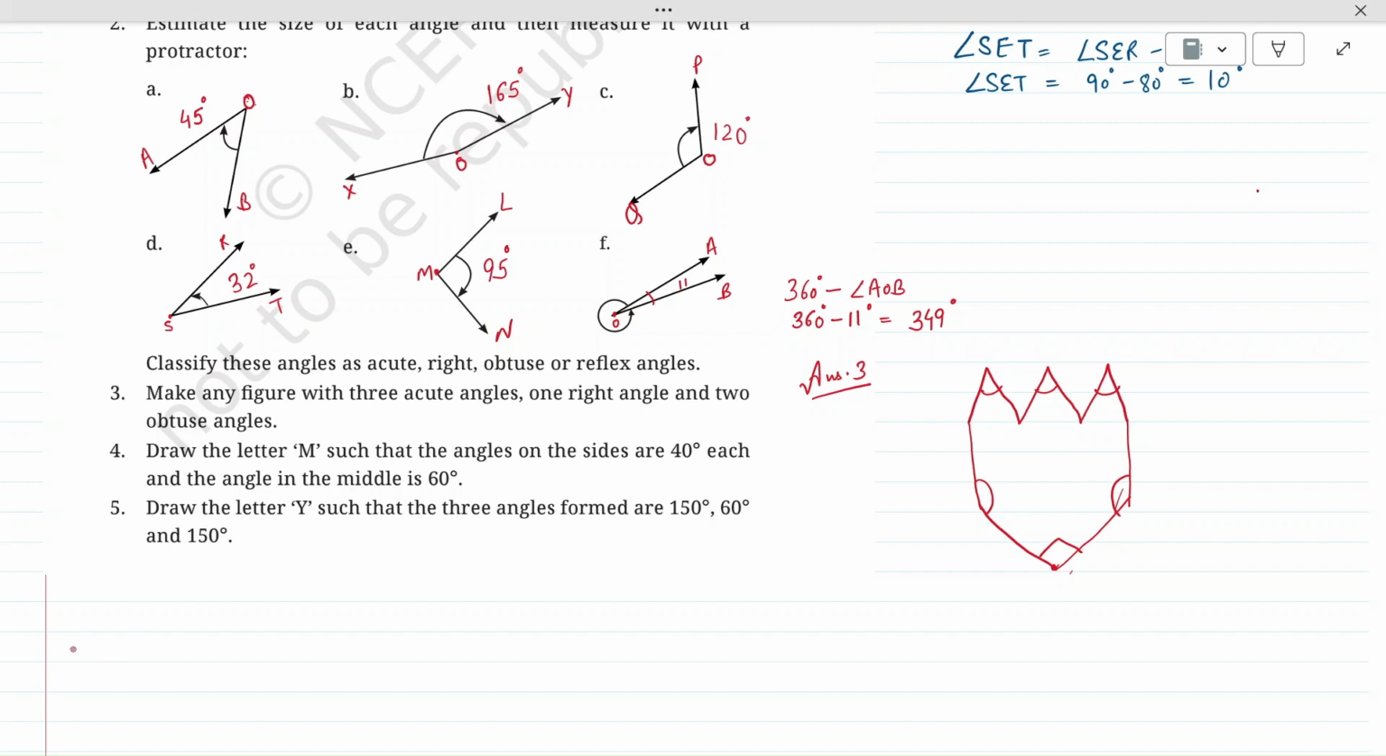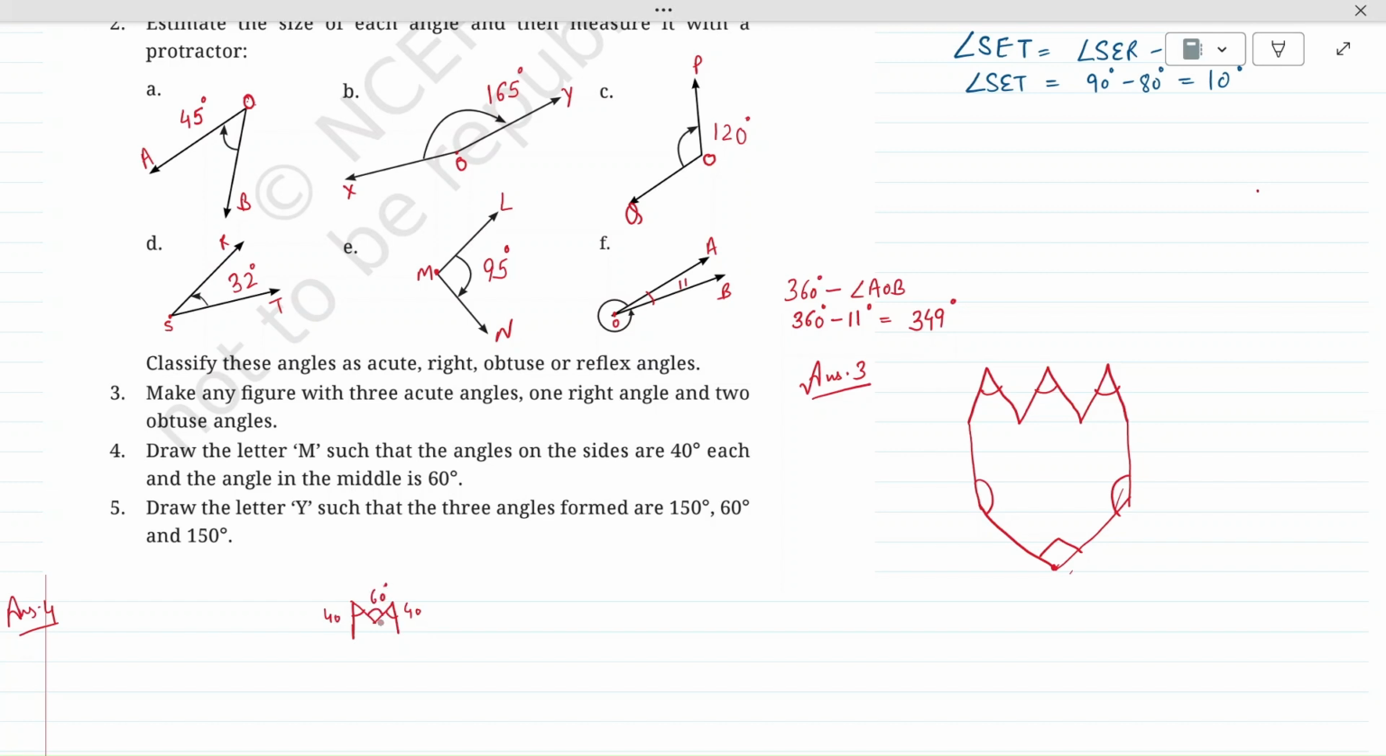Now, answer number 4. Answer number 4 is draw the letter M such that the angle on the sides are 40 and angle in the middle is 60. Means you have to make M such that the angles at the sides, this angle and this angle, both should be 40 and this angle is 60.